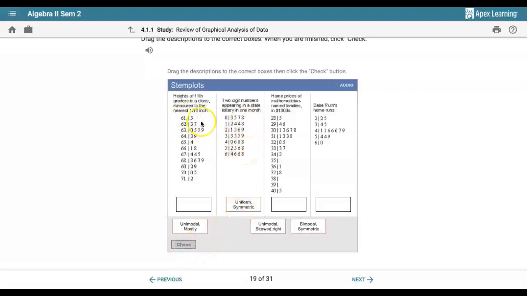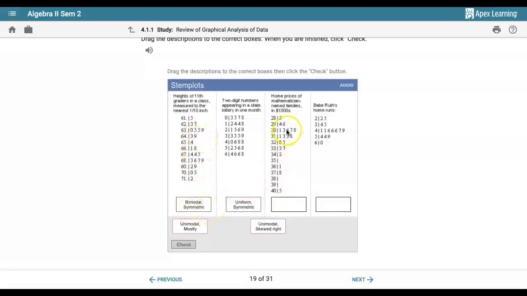Now, if I look at this one here, it looks like it has 2 peaks. So it looks like it is bimodal. And if you look at the peaks here, if I were to flip these over, they look like they match up pretty closely. So they look like they're bimodal and symmetric.